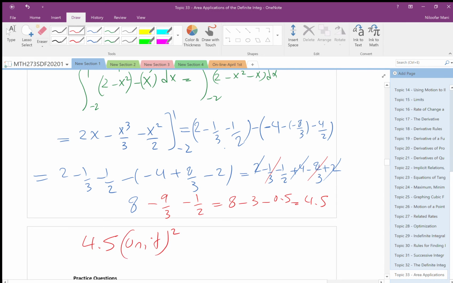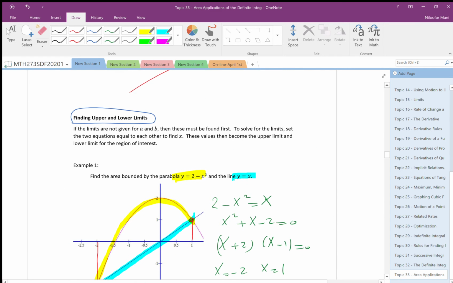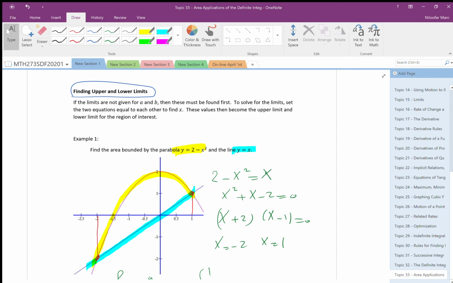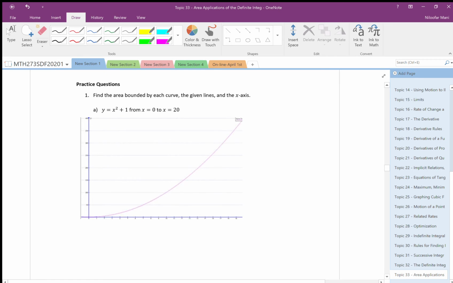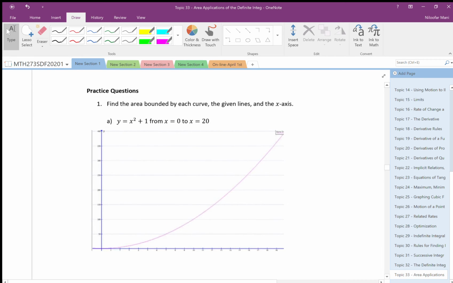4.5 unit squared. Why? Because it is area. Area is 2 dimensions, so unit squared. If I have volume, that's 3 dimensions, so I have cubed. Why do I say unit? Because I didn't say centimeter or meter. Okay, so that's it. So practice questions.